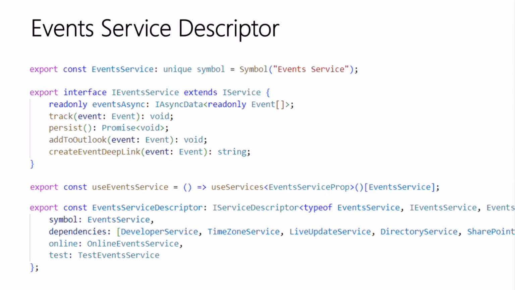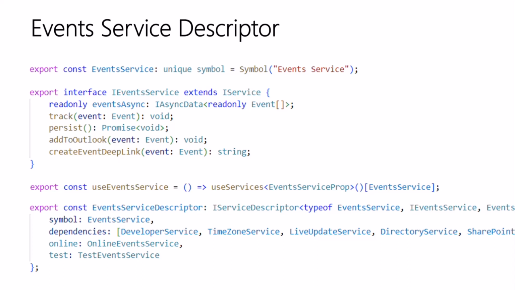All right, let's look at the descriptor file. So there are several things that we'll need to define. The first is a symbol. Symbols in JavaScript are primitives that are used to create completely unique identifiers. This serves as the identifier for our service.